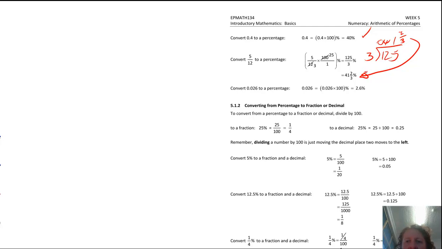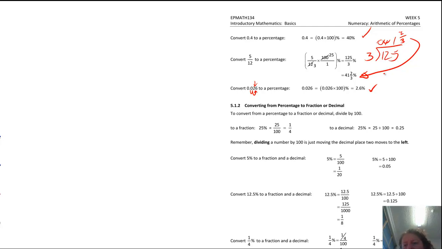And a 0.026, it's just 2 moves. Don't get put off by weird looking decimals or really small ones or lots of zeros. It's still just 2 moves. The decimal ends up between the 2 and the 6, so it's 2.6%. So that's pretty nice. What about the other direction?